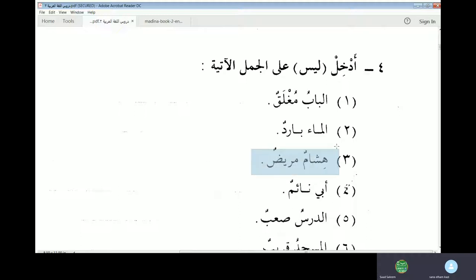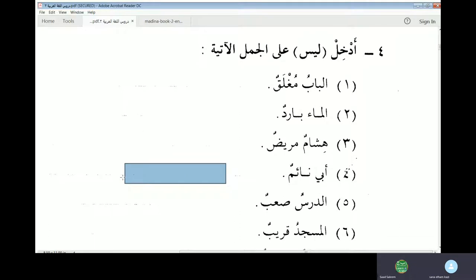Hisham marizun. Laisa bi maridin. Hisham is not sick. Abi naimun. My father is sleeping. Abi laisa bi naimin. My father is not sleeping.